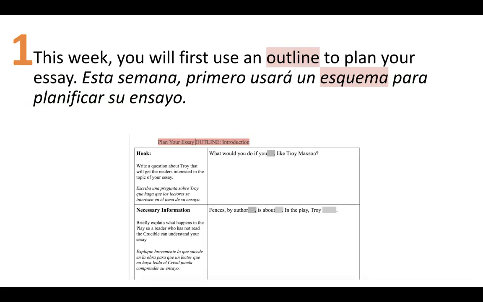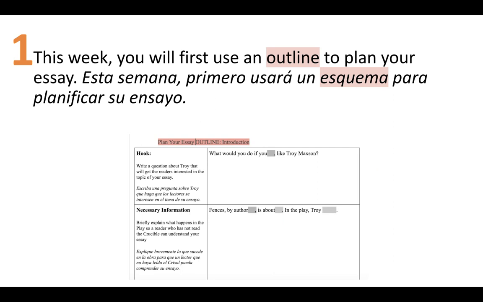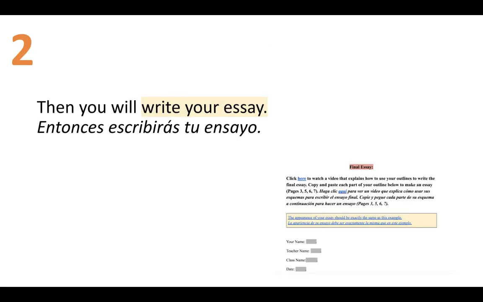Okay, so now you're writing your essay. You are going to first create an outline for your essay. Then you will copy and paste the parts of your outline to write your essay.